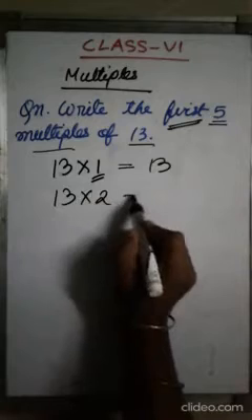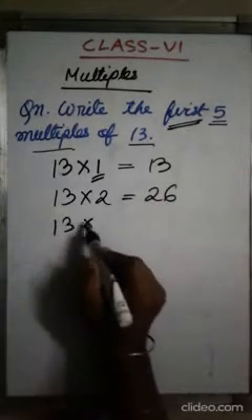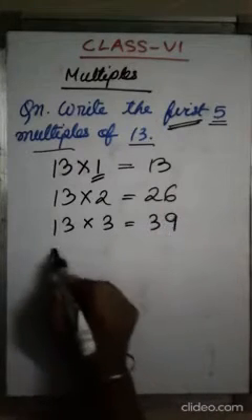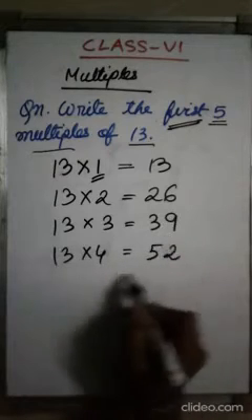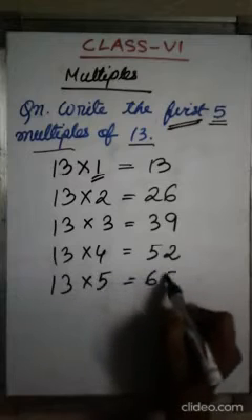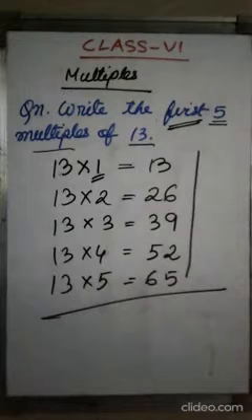13 into 2 is 26. 13 into 3 is 39. 13 into 4 is 52. 13 into 5 is 65. So these are the first 5 multiples of 13. In that way you have to find the multiples of any number.